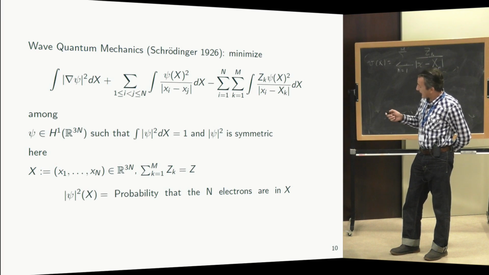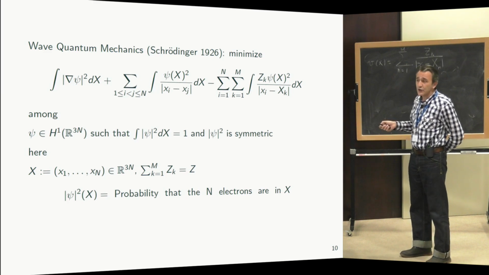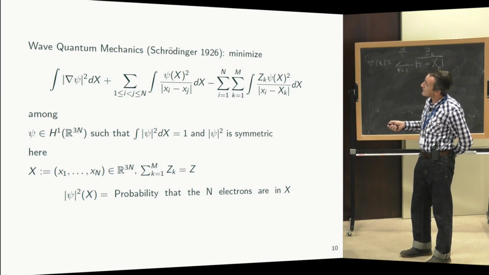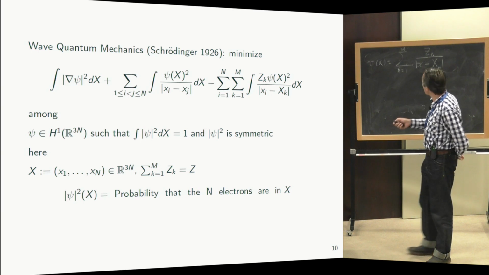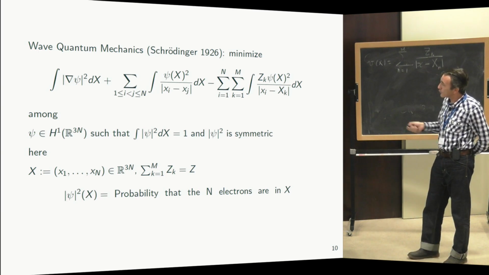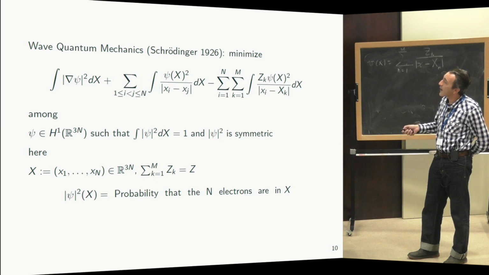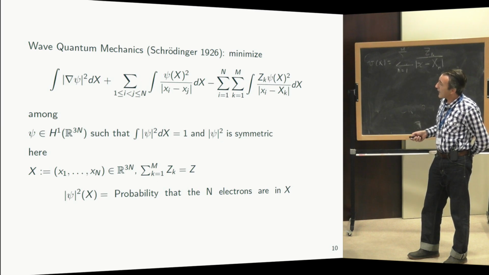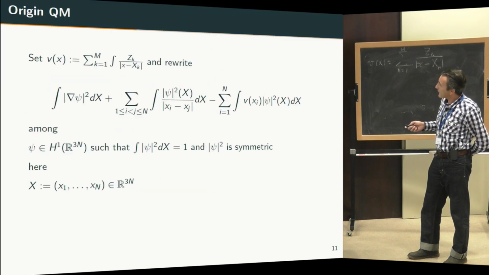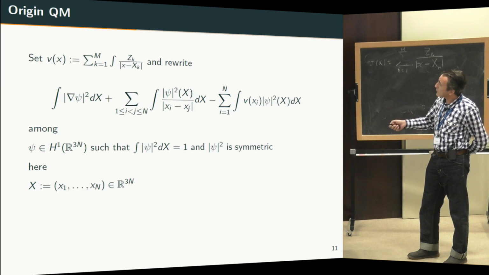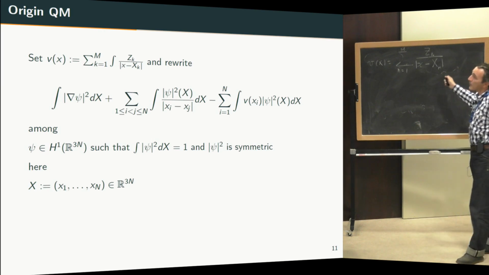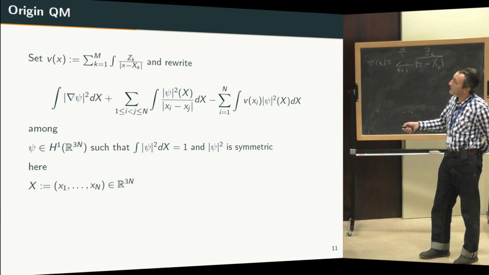Okay, so quantum mechanics, as I said one year before, was writing everything in terms of psi. So you have kinetic energy, electron-electron interaction, and nuclear-electron interaction, exactly as in the functional I showed you, but everything is written in terms of a wave function. The wave function represents the probability that the electrons are in a certain position. If you rewrite the potential V as I did here on the blackboard, then everything comes out like that.